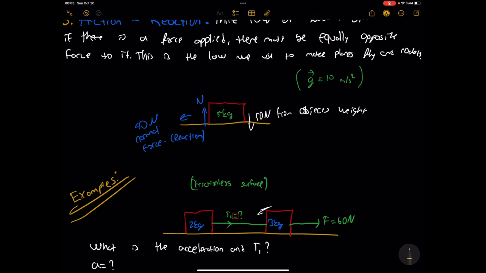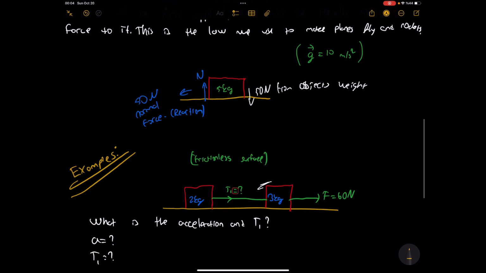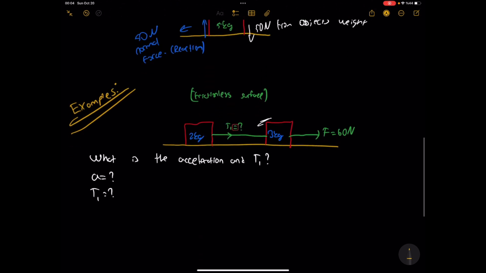So I wrote down here, if you take gravitational acceleration as 10, there's 50 newtons from the object's weight to the ground, and the ground is going to apply an opposite action-reaction force, the normal force, which is 50 newtons as well. You can just think of it like that. The universe is neutral, right? So if the universe is neutral, there must be something opposite to everything, to maintain its neutrality.